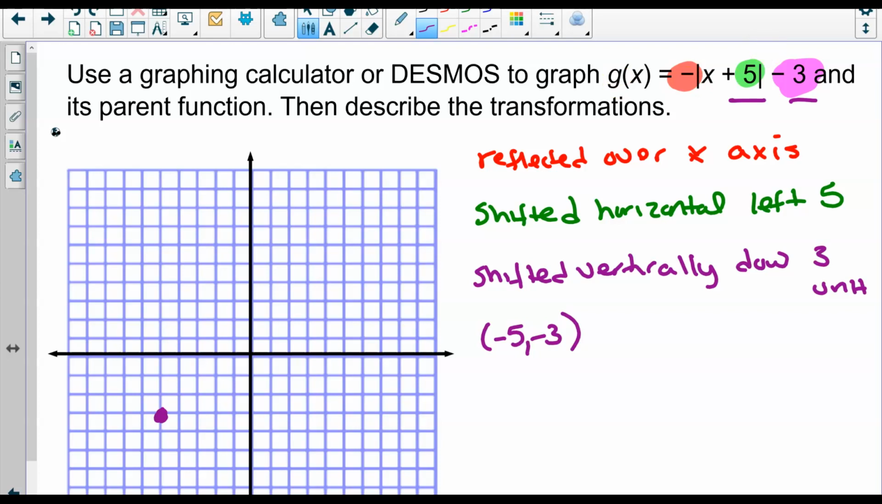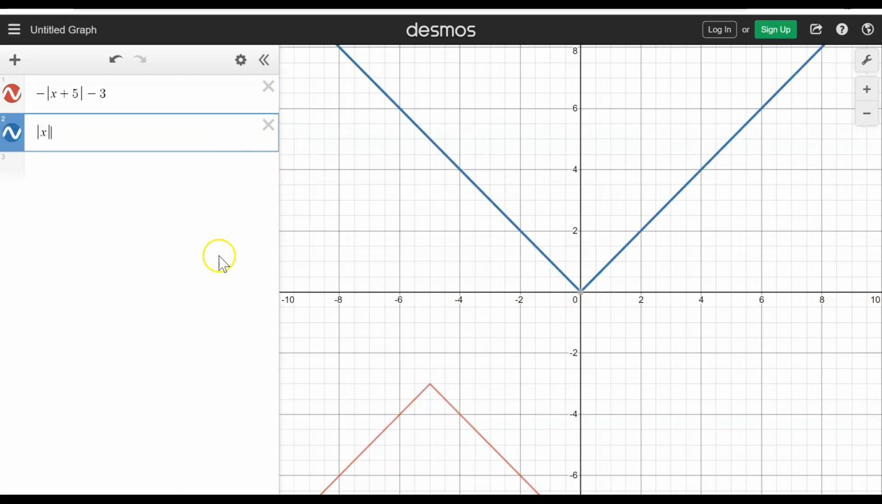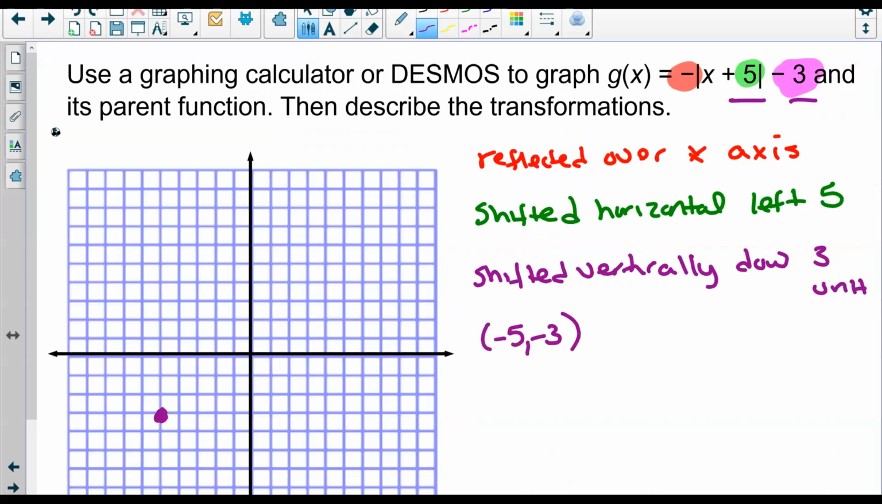So if we want to go back, we can just look to see in Desmos what that's going to look like. See, I'm back in Desmos, and it went through those. Now the second part said to graph the absolute value parent function. That's going to be the one here in blue. That is your parent function. That is where it started from. And this is the transformed function.